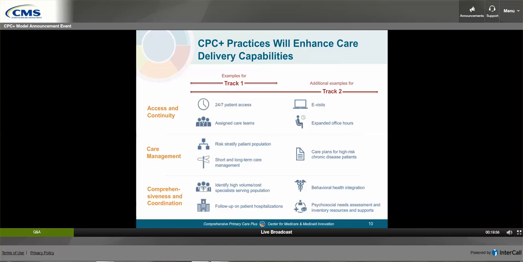Starting first with access and continuity, we know that effective primary care is built on a trusting and ongoing relationship between patients, caregivers, and the primary care team. Multiple points of access to the primary care team enhance that relationship and increase the likelihood that the patient will get the right care at the right time, potentially avoiding, of course, costly urgent and emergent care, one of the major goals of this model. You can see here on the slide some of the different options that practices may engage in to increase patients' access and continuity.